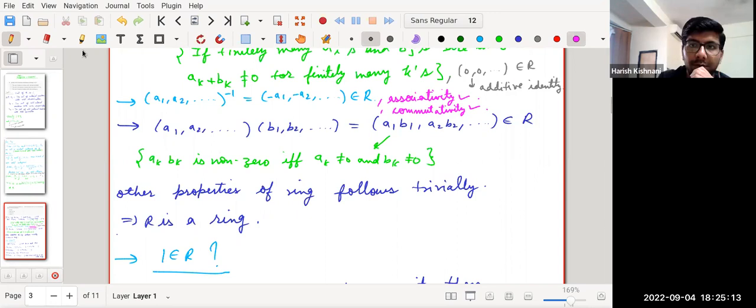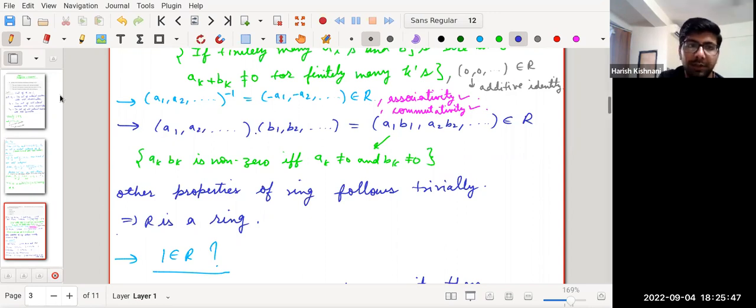Let's now move on to the multiplicative operation. If you multiply two elements, then their product is (a1 b1, a2 b2, and so on). Now ak bk is non-zero if and only if ak is non-zero and bk is non-zero. As ak is non-zero for finitely many places and bk is non-zero for finitely many places, ak bk is non-zero only for finitely many places. And my product of two integers is an integer. That's why this sequence is again inside your R, so it is closed.